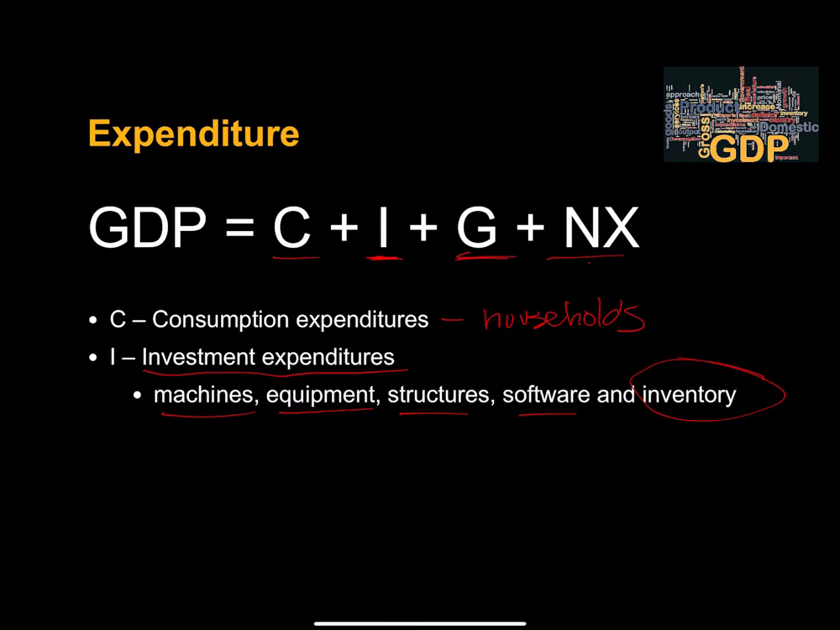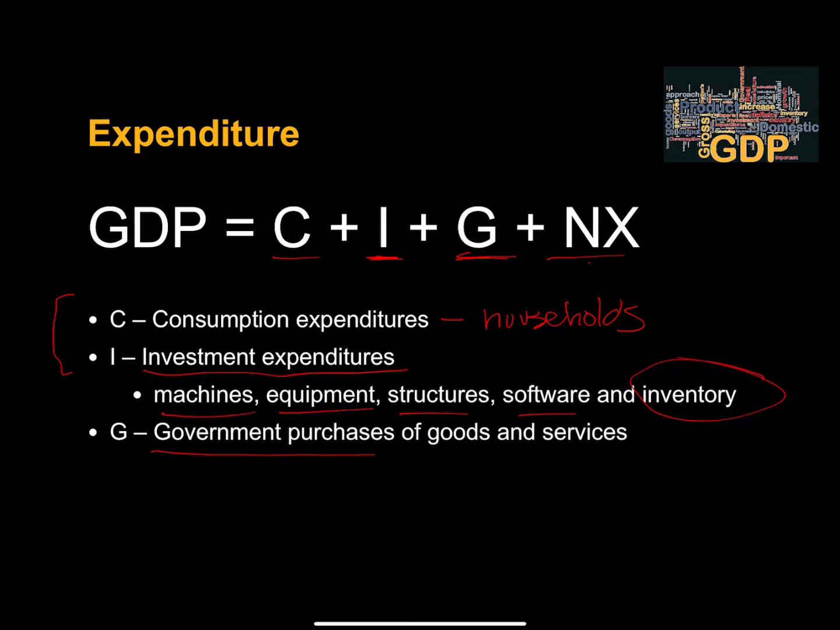Now, these aren't the only spenders in our economy, though they make up the bulk of expenditures. Our government also purchases goods and services, like defense expenditures, roads, schools, bridges, those sorts of things. Now, this is the spending of our household sector, our firm sector, and our government sector within the economy.